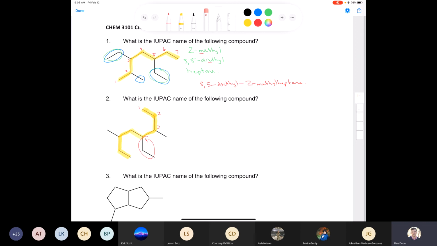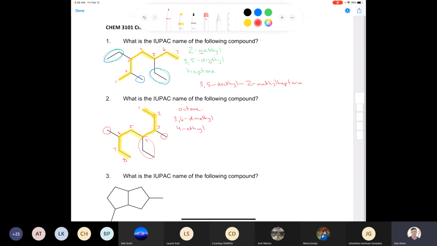So I'll erase these numbers and we'll finish numbering 1, 2, 3, 4, 5, 6, 7, 8. So this is some kind of octane. We have 2 methyl groups. We have one at carbon 6 and one at carbon 3. So this is a 3,6-dimethyl. Dimethyl, there we go. And what else do we have? We have a 4-ethyl.